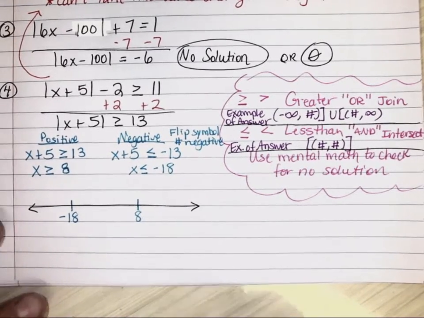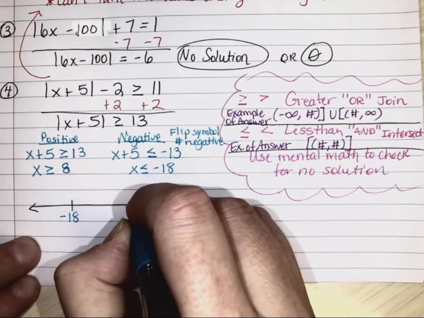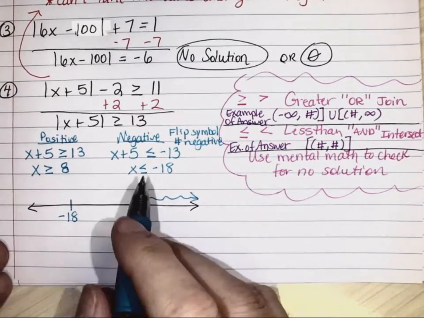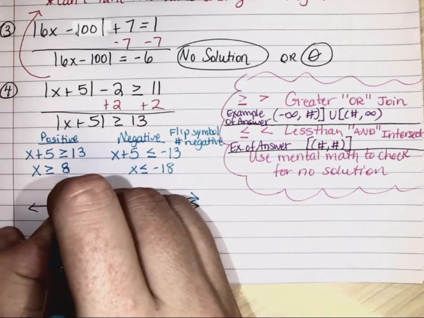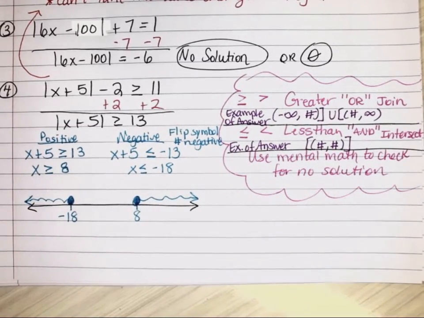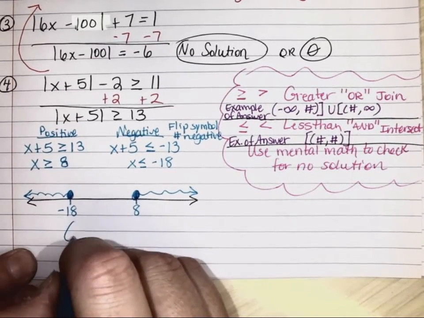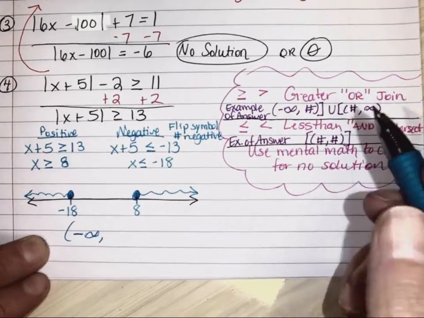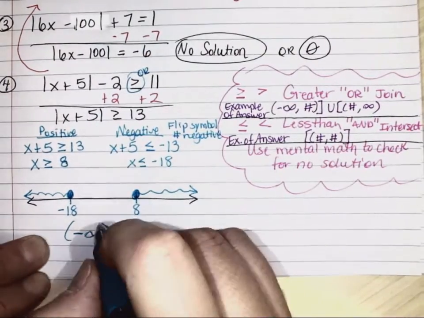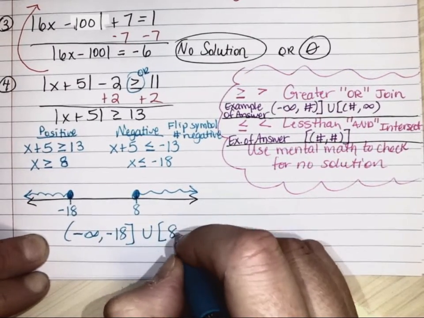And for greater than or equal to 8, you've got a closed-in hole at 8, and it's going to the right forever. For less than or equal to negative 18, you've got a closed-in hole at negative 18, and it's going to the left forever. And how you write that as one final solution is you would say it goes to negative infinity because I'm joining, right? This was greater, so it's negative infinity to negative 18, bracket because it's closed in at negative 18, union, bracket 8 to infinity.